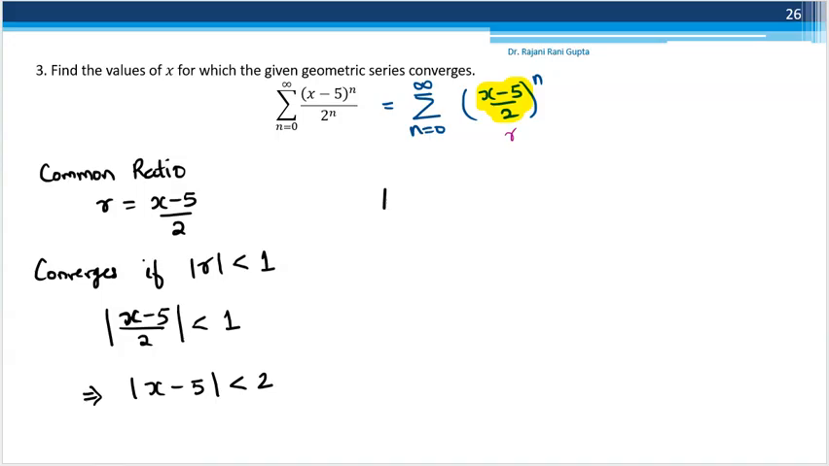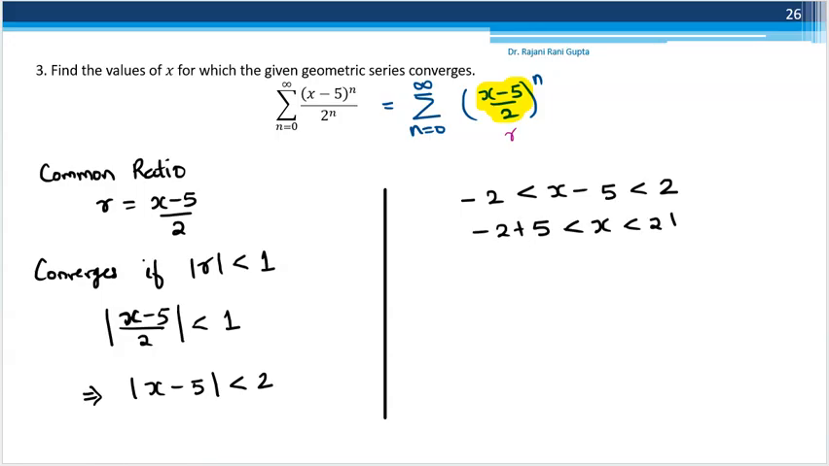Now, since we want the value of x, let's complete it. So, minus 2 less than x minus 5 less than 2. Further simplifying it gives you x, and then 2 plus 5. So, yes, what you get? 3 less than x less than 7. So, the values of x lie in the interval 3 to 7.